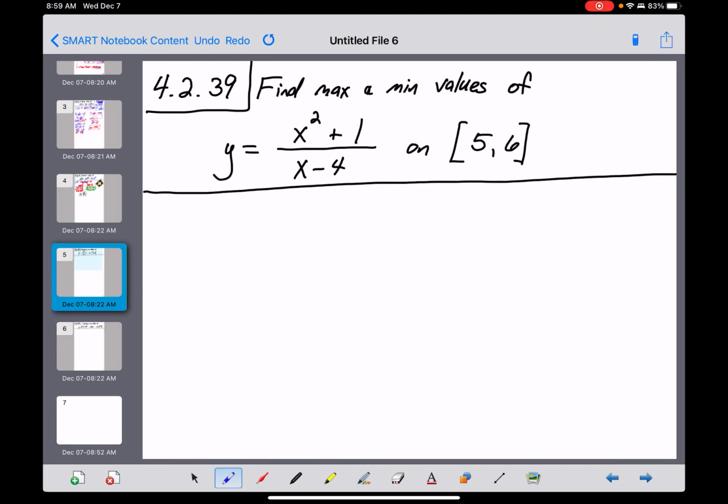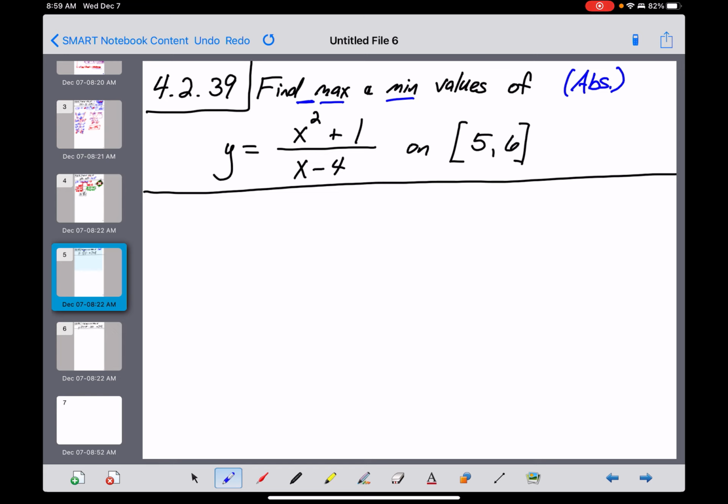Number 39 here is asking us to find the maximum and the minimum values of this particular rational function on a relatively tight interval here from 5 to 6. Now, the first thing I should say, they did not put an adjective in front of the word max or min. When they just say max or min, what they're talking about then, guys, is an absolute value. If they wanted a relative or a local extreme, they would have said that.